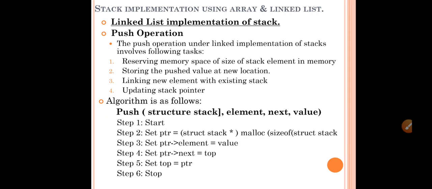Step 1, start. Set ptr equal to struct stack star malloc size of struct stack. It creates the new node, and we are going to store the value into the ptr element, that is the node's info field. Then ptr next equal to top, so that it points to the next node address location. Then set top equal to ptr, and stop. So this is the push algorithm for linked list.